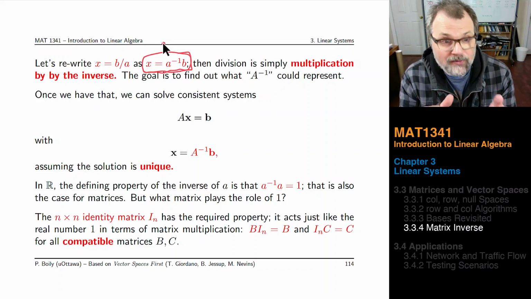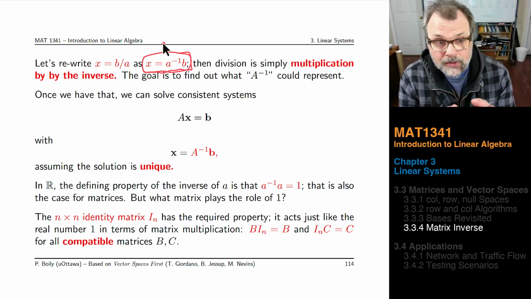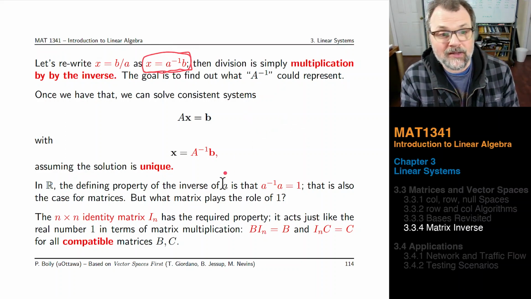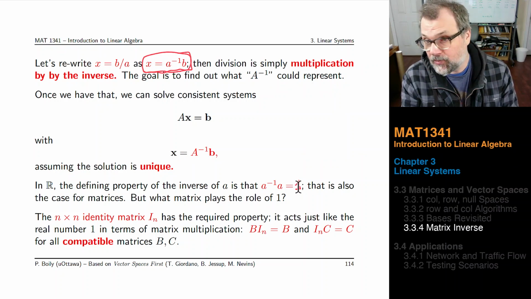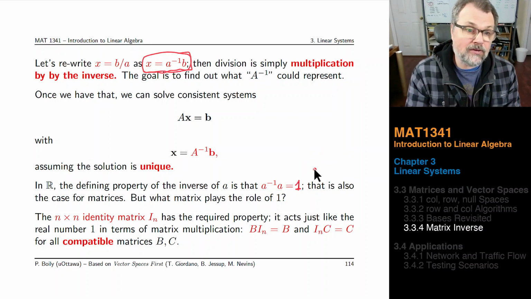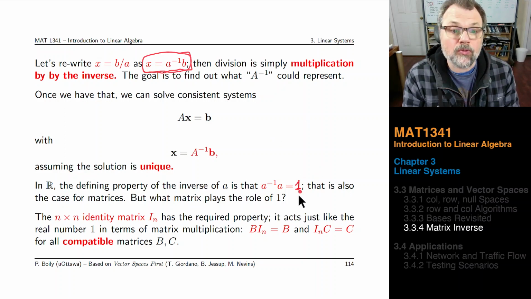But what's the defining property of the inverse? With real numbers, that property is that if A is invertible and you multiply it by its inverse, you should get 1. You should get the unity object with respect to multiplication. That's also going to be the case for matrices. But you have to think of which matrix would play the role of that 1.